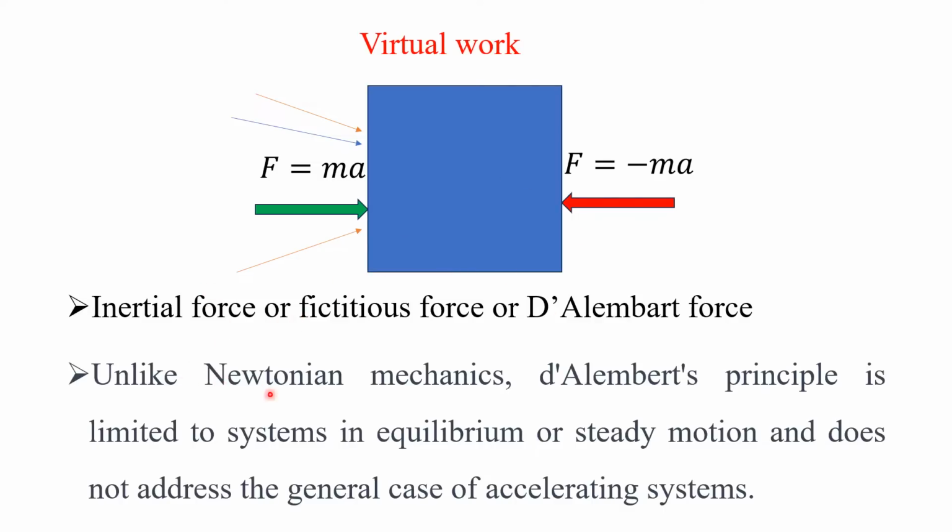Unlike Newtonian mechanics, D'Alembert's principle is limited to the system in equilibrium or steady motion and does not address the general case of an accelerating system. This is not an accelerating system. We are going to find the inertial force. Finding inertial force under equilibrium condition is easier than comparing the force in a dynamic system. This is not dynamic. This is a static system. Static system means the object is at rest or it's slowly moving.